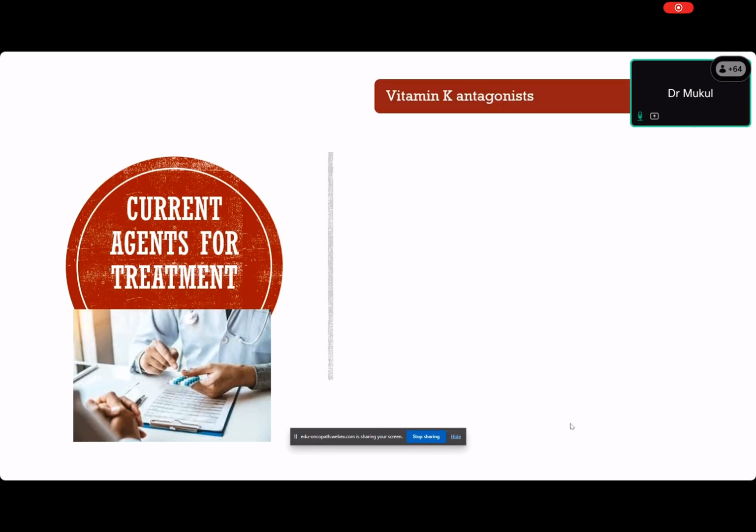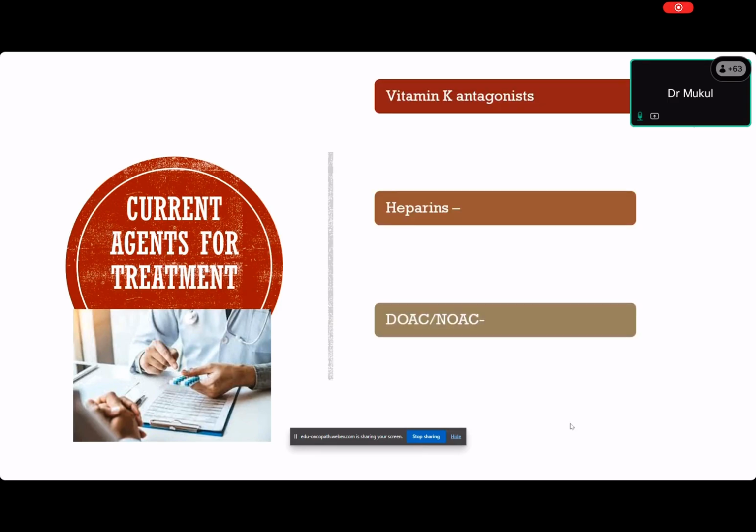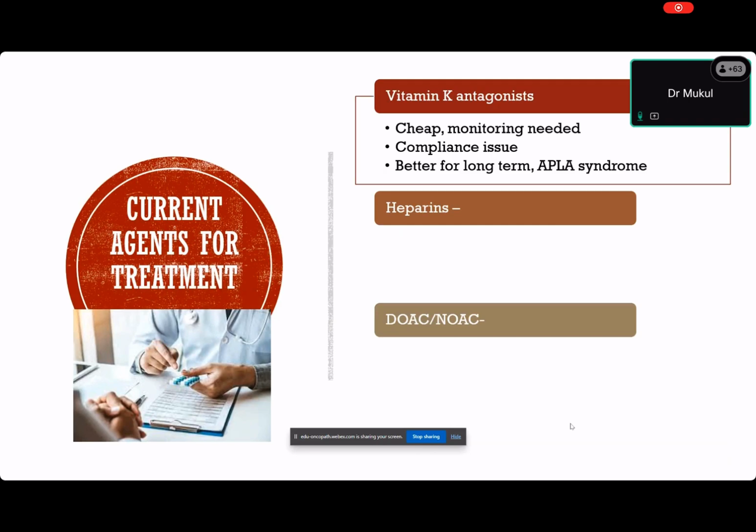I have to add some drugs. There are 3 categories of drugs available: vitamin K antagonists like warfarin, heparins, and DOACs. Vitamin K antagonists are cheap, but they require monitoring with PT and INR. Compliance is an issue with these drugs, and the patient should be in the therapeutic INR range for at least 2/3 of the period. They are better for long-term treatment and especially for Apla syndrome.